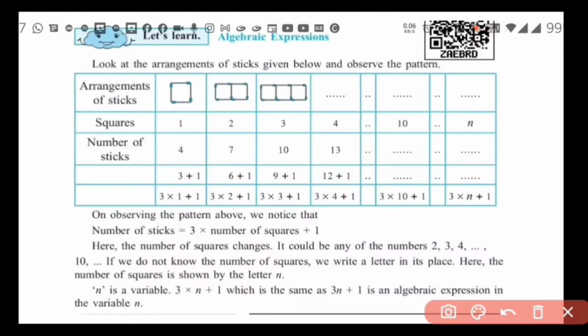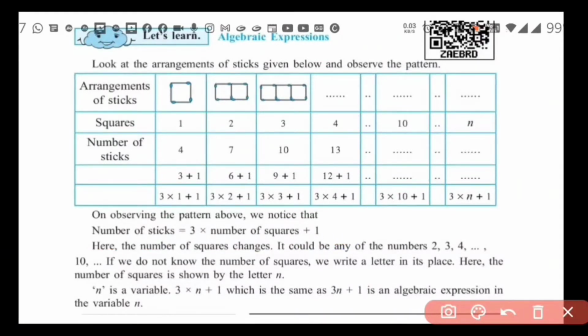So on observing the pattern above, we notice that the number of sticks is equal to 3 multiplied by the number of squares plus 1. What can we observe? The number of sticks is equal to 3 multiplied by the number of squares plus 1.